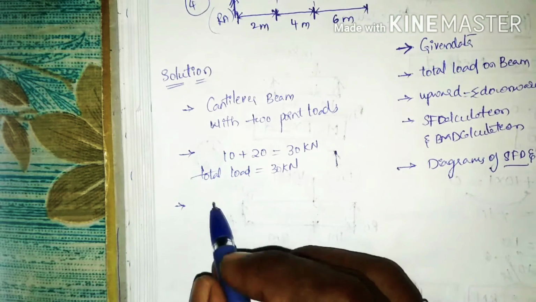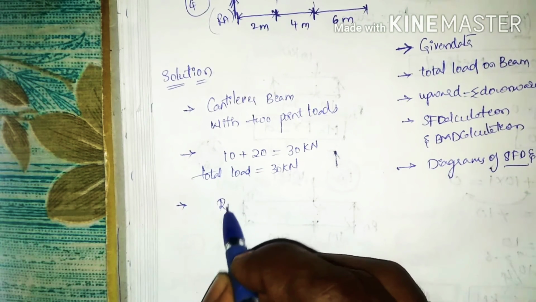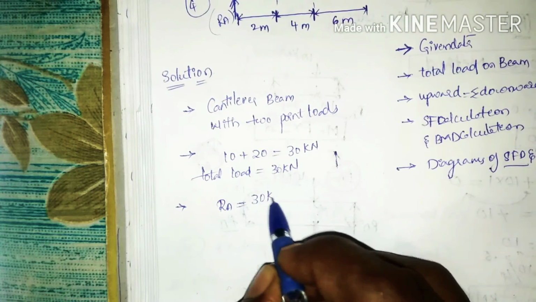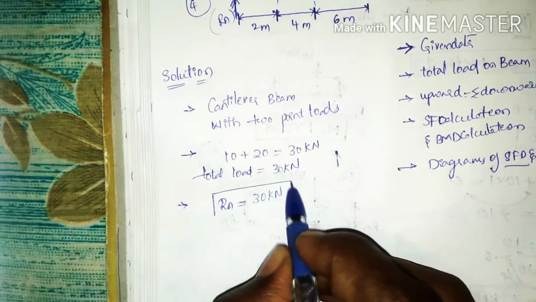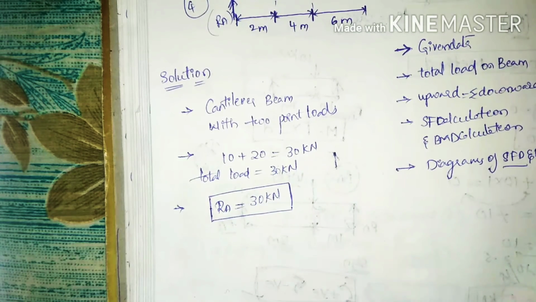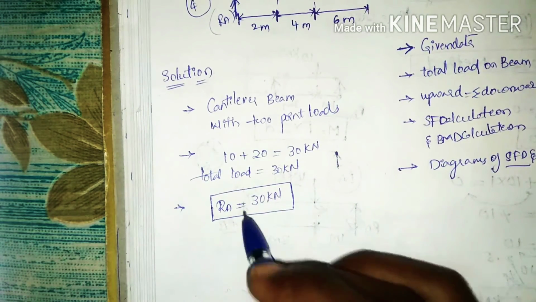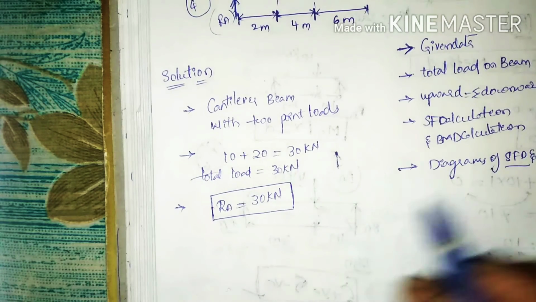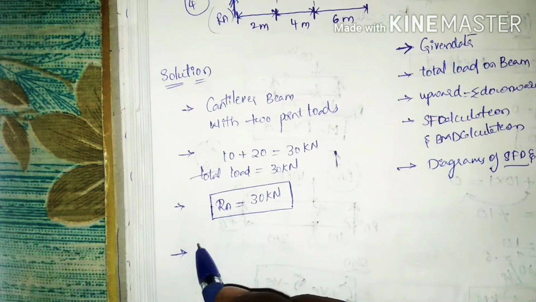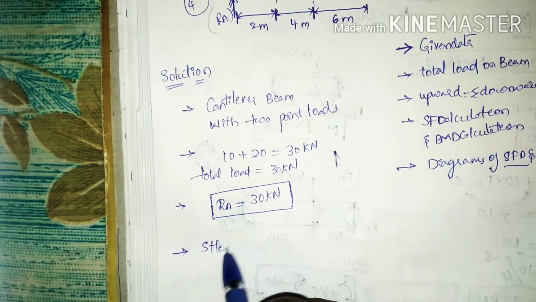Next, step number 3, equating the upward reaction to the downward forces or loads. Here we are having only the upward reaction, that is RA, equal to the downward 30 kilonewtons. RA is equal to the total load on beam, that is, RA is equal to 30 kilonewtons.